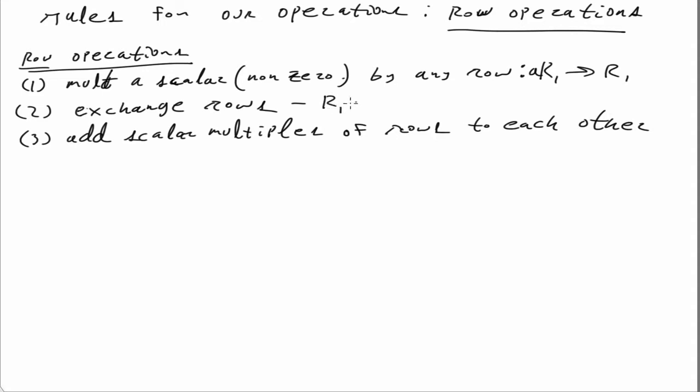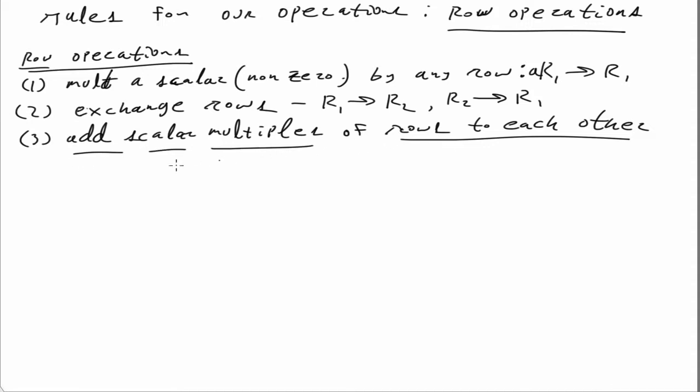Here, what I'm doing is really a swap. So I'm saying row 1 is now going to be row 2, and row 2 is going to be row 1. I'm using arrows to represent that transformation from one to the other. And here, adding scalar multiples of rows to each other. All right, let's talk about that.